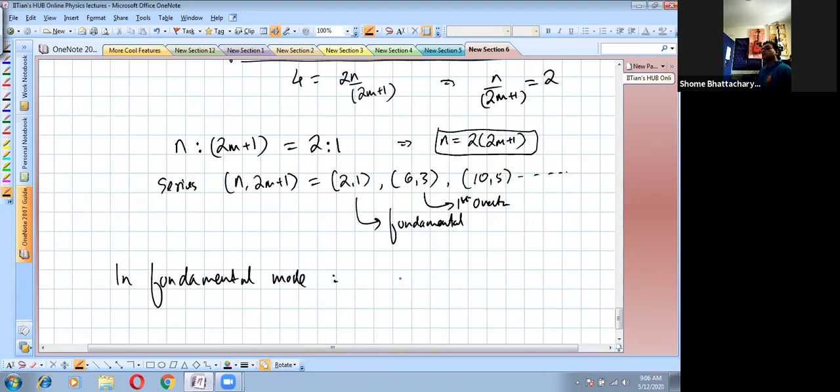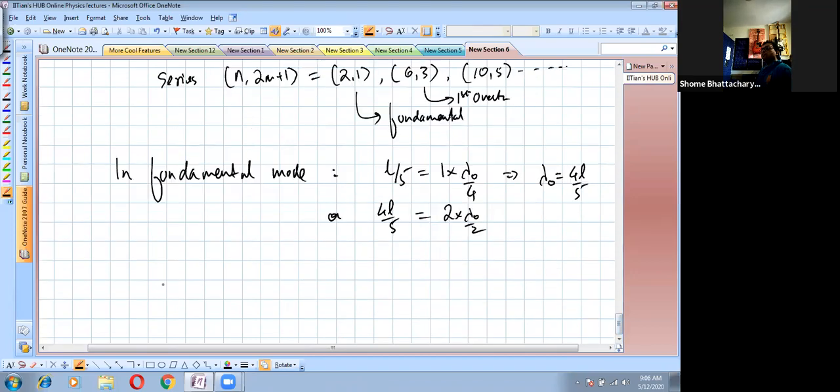my L by 5 has to be equal to 2m plus 1 lambda by 4. So that will become 2m plus 1 is 1 into lambda by 4. Or we can say that 4L by 5 is equal to n times lambda by 2. So n is 2. So whichever way we say it, we get lambda naught as 4L by 5.